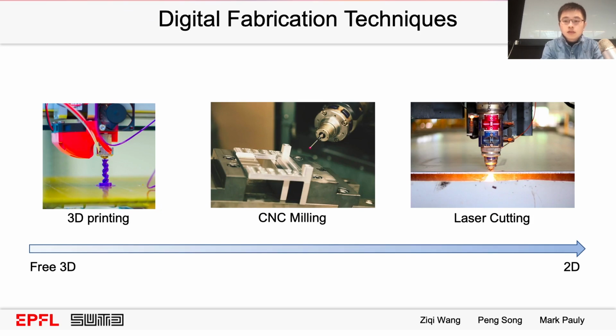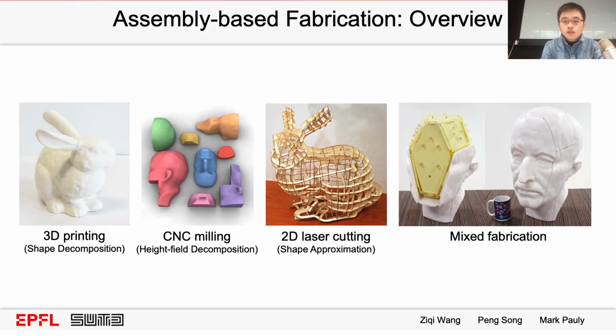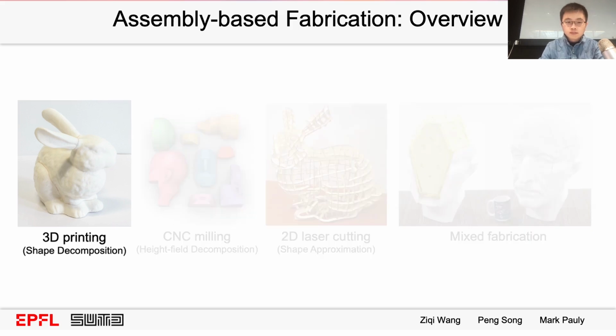Here are three typical digital fabrication techniques. The 3D printing can fabricate almost any 3D shape, while the 2D laser cutting is limited by only cutting 2D shapes. We divide assembly-based fabrication into four parts. In addition to three typical fabrication techniques, the mixed fabrication is an approach to combine multiple fabrication tools into one project. Let's first review the recent works in 3D printing.